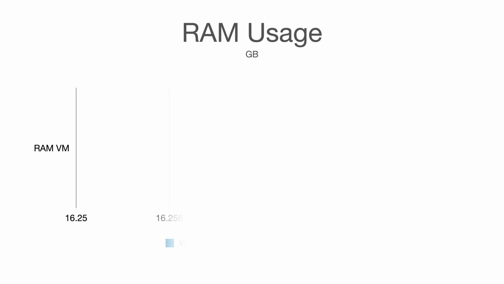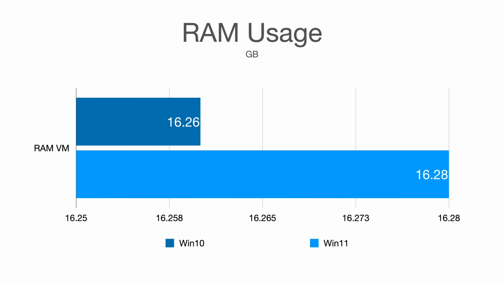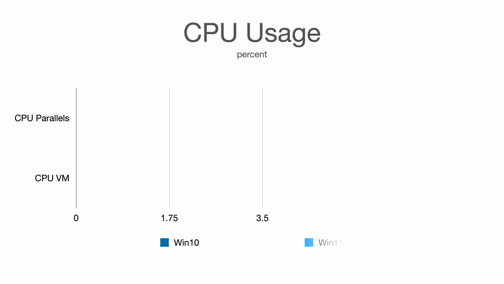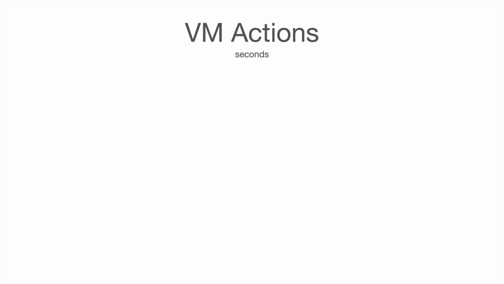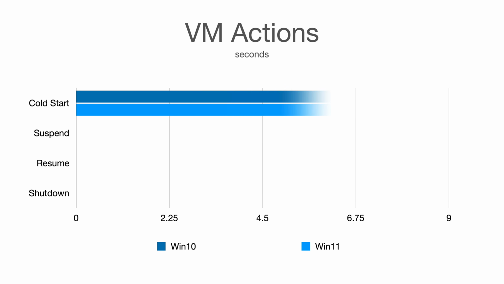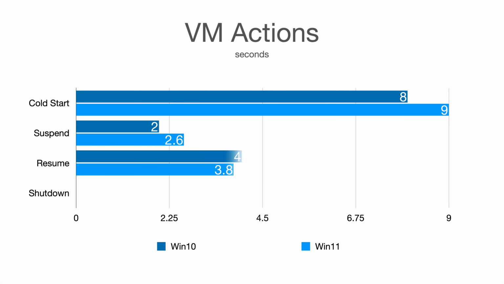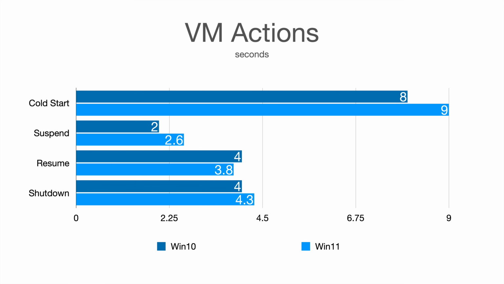Memory usage for the VM itself is about the same. CPU usage for the desktop application as well as the VM are about the same. Pretty negligible since it's an idle machine anyway. And the cold startup time is what really sets this one apart, I think. Although it sets it apart mostly from version 16.5 to 17. There's not much of a difference between Windows 10 and Windows 11 here, I'd say. So those are about the same ballpark. And the numbers for suspend, resume, and shutdown are all about the same.